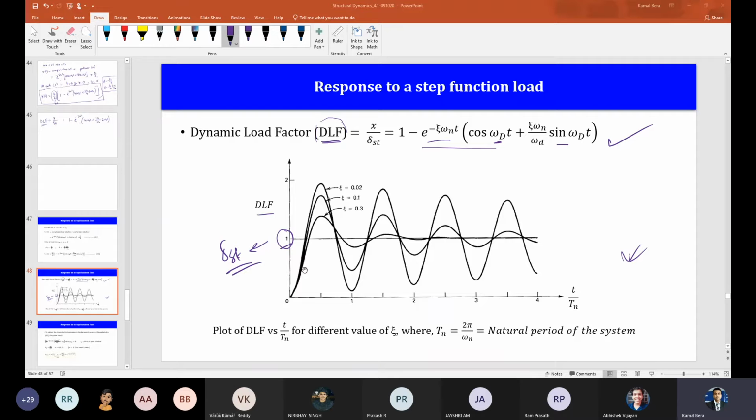Yes, what are you getting? Tell me. So you'll get sine of something equal to 0.